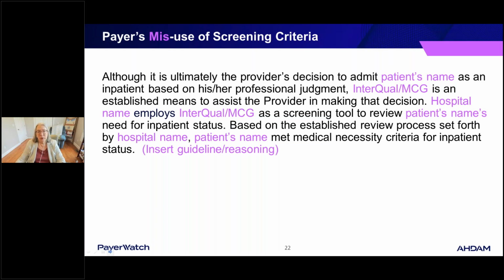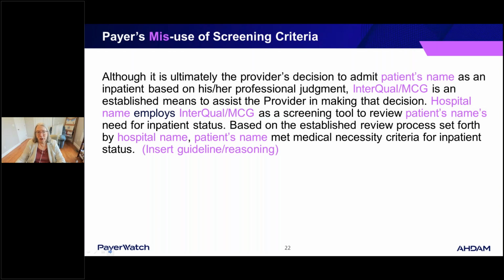inpatient based on their professional judgment, InterQual or MCG's established means assist the provider in making that decision, and your hospital employs InterQual or MCG as a screening tool to review the patient's need for inpatient status based on your established review process that your hospital set forth. That patient met medical necessity criteria for inpatient status.